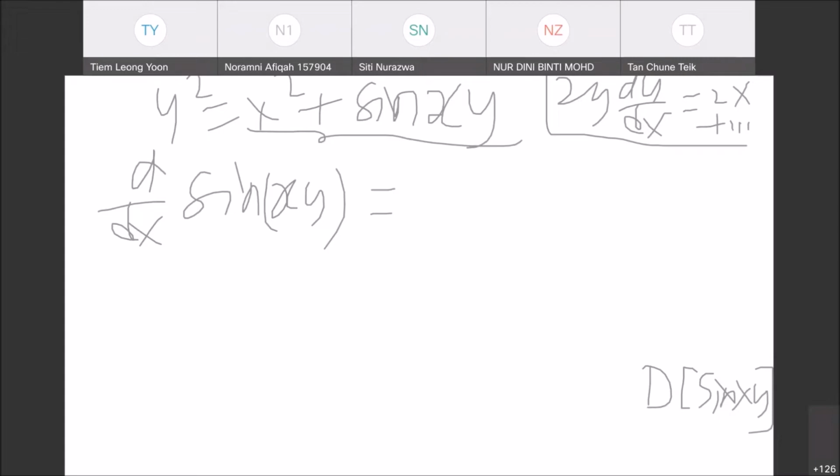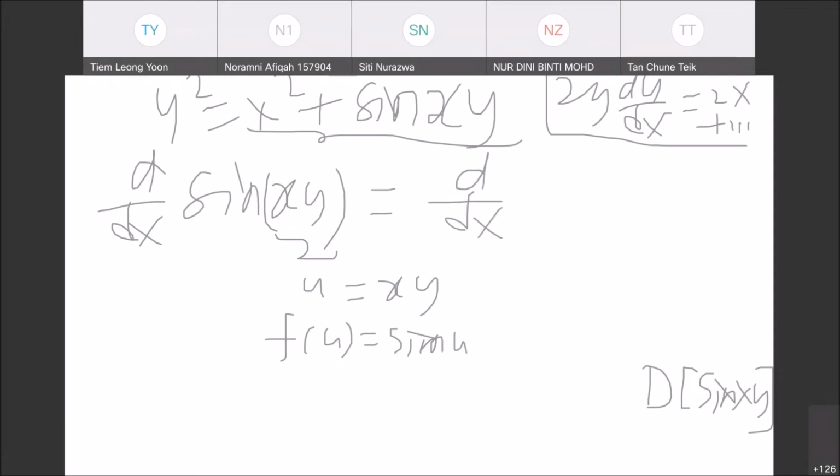So what is this? Definitely this will give you how to use the chain rule. Let me call this u. So u is my xy, and then I have f of u, which is sine u. That amounts to d/dx of f composed with u. That is what I would try to do to calculate that.